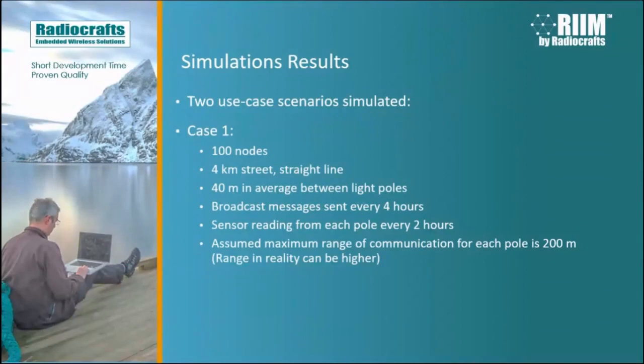Assume the maximum range of communication for each pole is 200 meters. Of course, RIIM can reach way more than 200 meters, but we set it to be 200 in this simulation, because if you set it more, then your message will be heard in more light poles. So it's an important parameter. We chose just an average number.